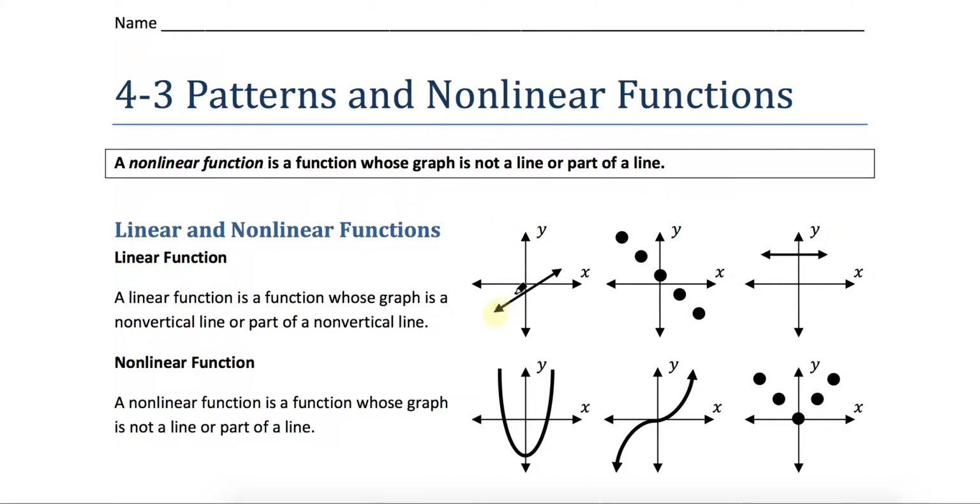So these are forming a line and they're not vertical or part of a vertical line, so those are all linear functions. Versus these are not part of a line. They are curved in some place, or they change directions in two different straight lines.